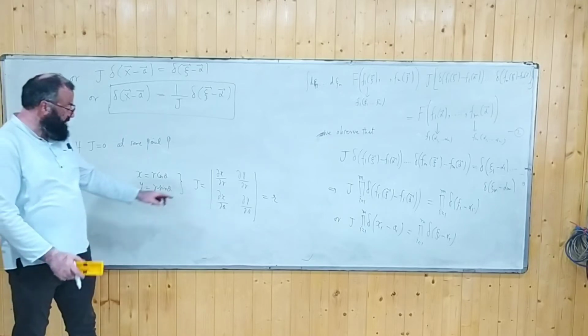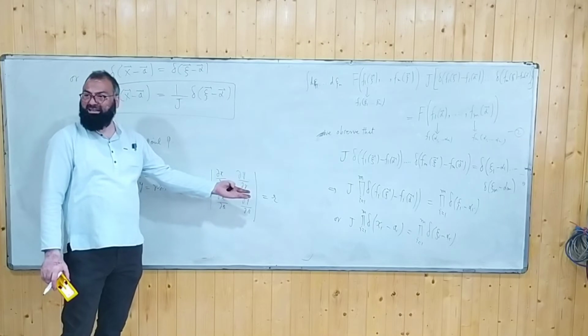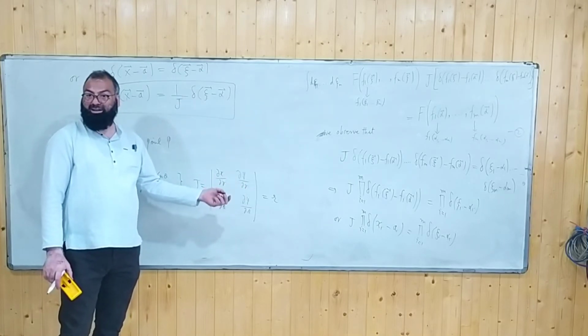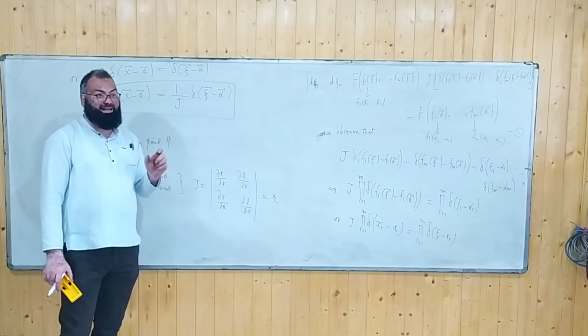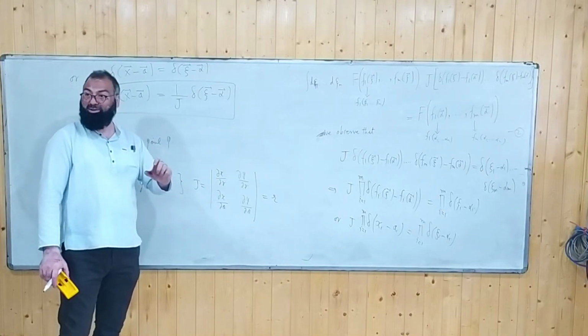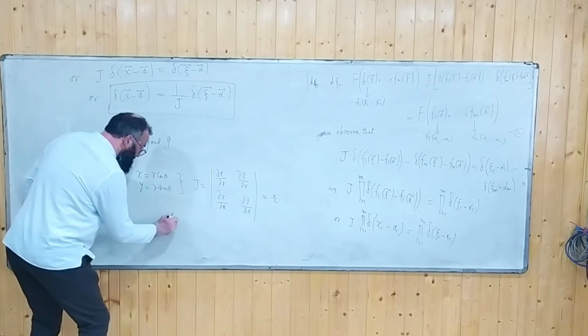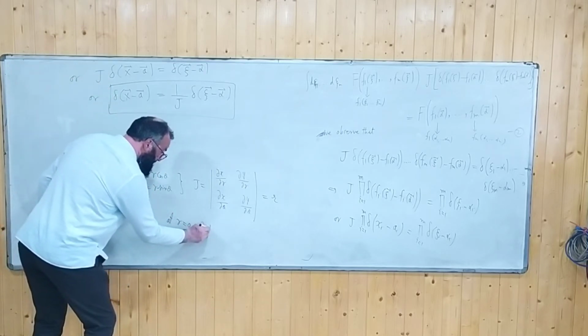Now look here, the Jacobian is independent of theta, so it only depends on r. Now why can this Jacobian become 0? When r is equal to 0. That means you have x equal to 0, y equal to 0, the origin of the coordinates. So at r equal to 0, theta is indeterminate.